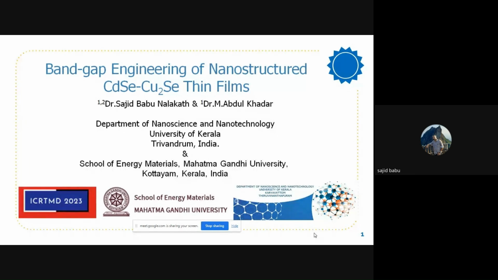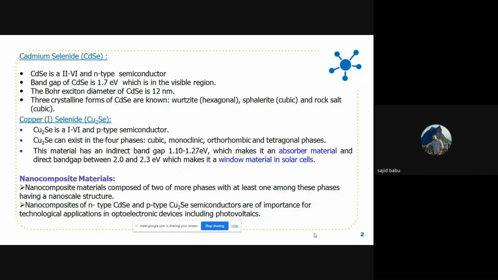The title of my presentation is Bandgap Engineering of Nanostructures UDC Thin Film. Cadmium selenide is a II-VI N-type semiconductor, and the bandgap of CdSe is 1.7 electron volt, which is in the visible region, and its Bohr exciton diameter is 12 nanometer. CdSe has three crystalline forms, wurtzite, zincblende, and rock salt, and copper selenide, which is a I-III-VI P-type semiconductor, can exist in four phases: cubic, monoclinic, orthorhombic, and tetragonal phases.